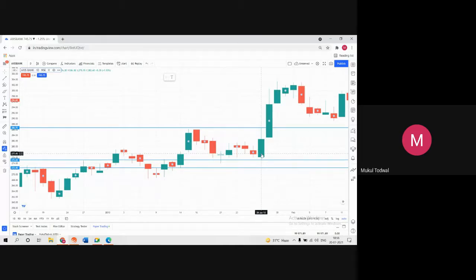Don't worry, we will be talking about MACD, RSI, and exponential moving averages as well in our upcoming session. So today we are just looking at what a candlestick pattern actually is and what the power of a particular candlestick pattern can be. I hope I am clear. Yes, sir. Okay, thank you so much, sir.